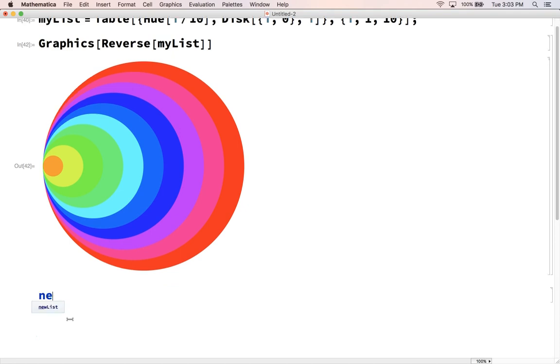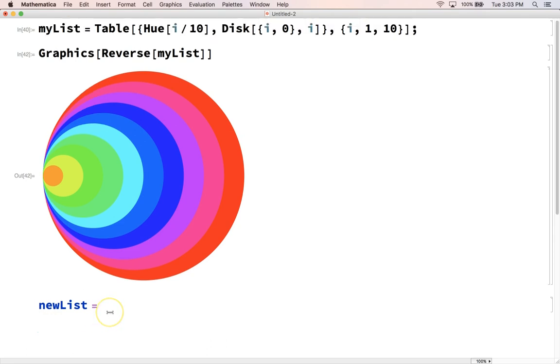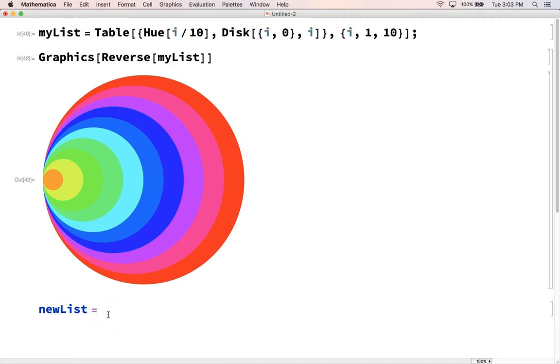So let me do newList. And this one I don't see the pattern yet, so let me just try making it one piece at a time. So let me forget about the hues and just draw the disks. So Disk, I definitely want it to be starting at {1, 0} and with radius 1. And the next one, well, if I do Disk {2, 0}, radius 2.